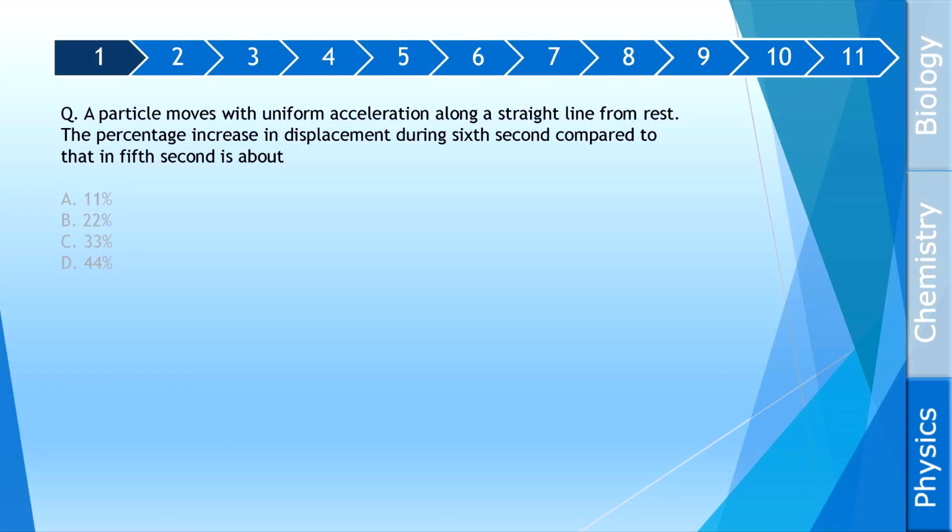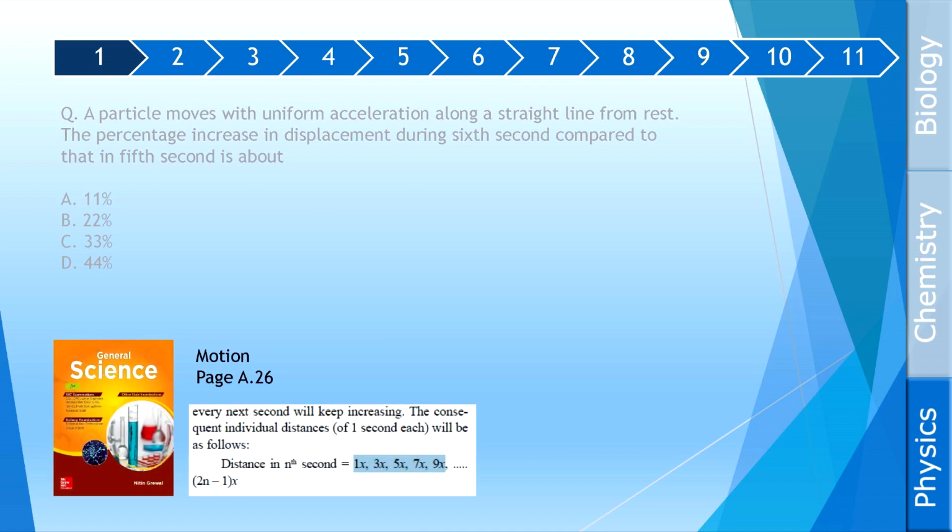The physics portion has 11 questions. The first of them is about uniformly accelerated motion in a straight line. The question asks that if a particle has uniform acceleration, then by what percentage the distance traveled in the 6th second is more than the distance traveled in the 5th second. You will find the ratio of distances traveled in the nth second on page A26 in the book.